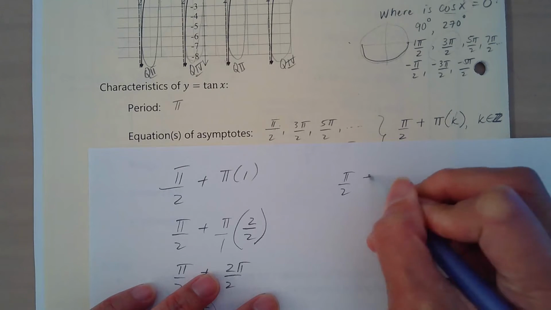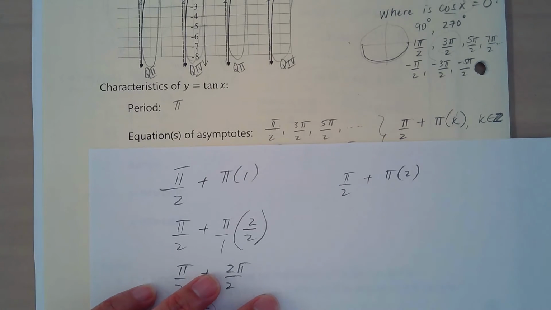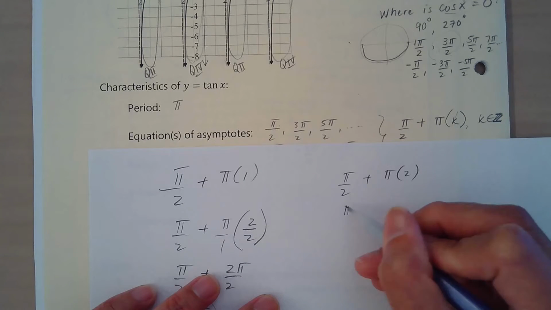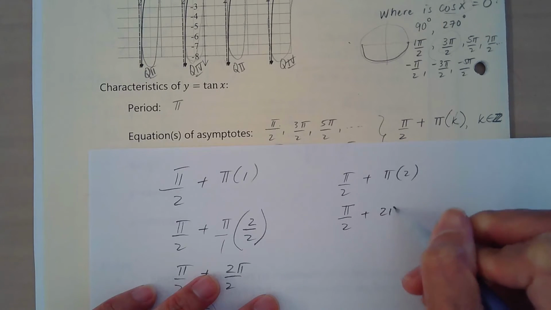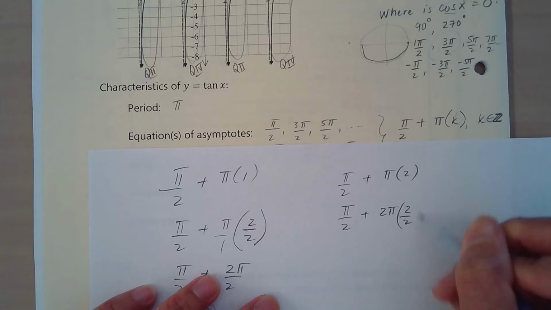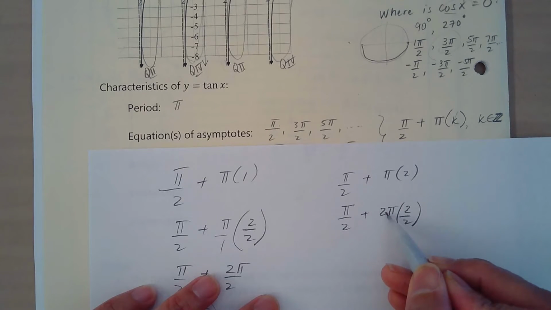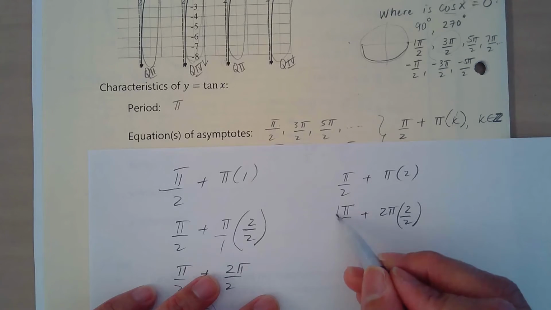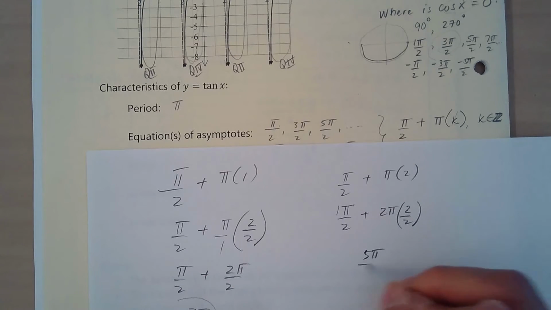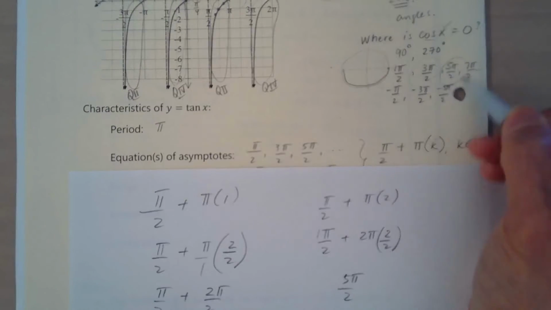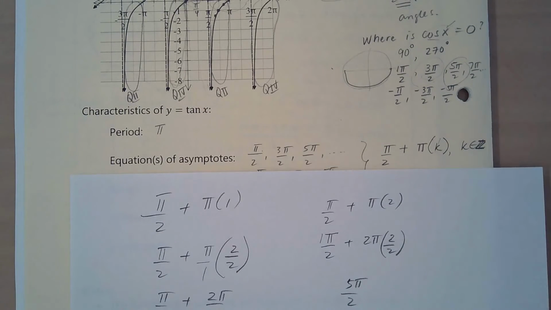What if k is 2? Pi halves plus pi times 2. That's going to give us pi over 2 plus 2 pi. We're going to have to multiply by 2. That's going to be 4 plus 1. So it's going to be 5 pi halves. 5 pi halves, and then so on.